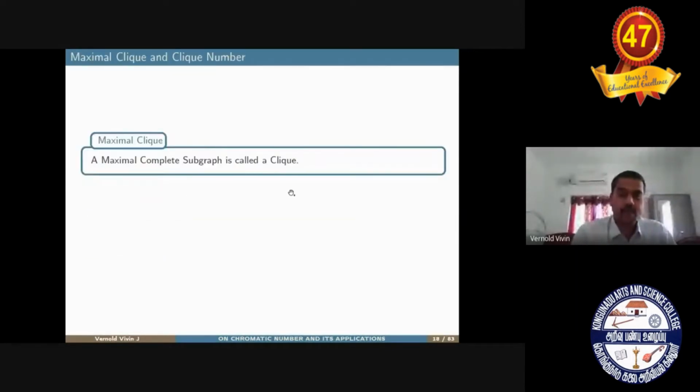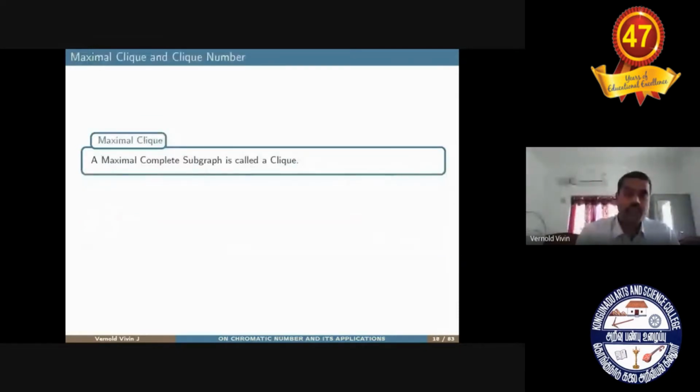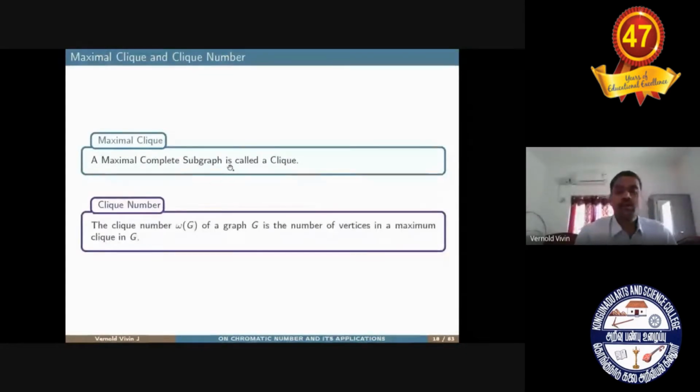So here, next we go for a maximal clique and a clique number. A maximal complete subgraph is called a clique. So a clique is different. A clique is a complete graph. A maximal clique or a maximal complete subgraph is called a clique. Next, we have the clique number. The clique number, denoted by omega of G, of a graph G is the number of vertices in a maximum clique in G. Otherwise, we call it the order of the maximal complete subgraph. That is, the number of vertices present in the maximal complete subgraph will be called the clique number.